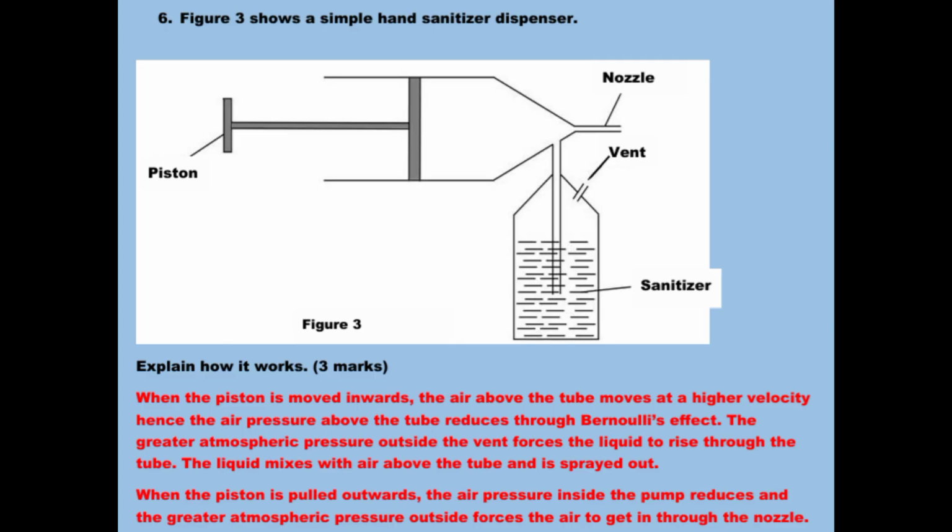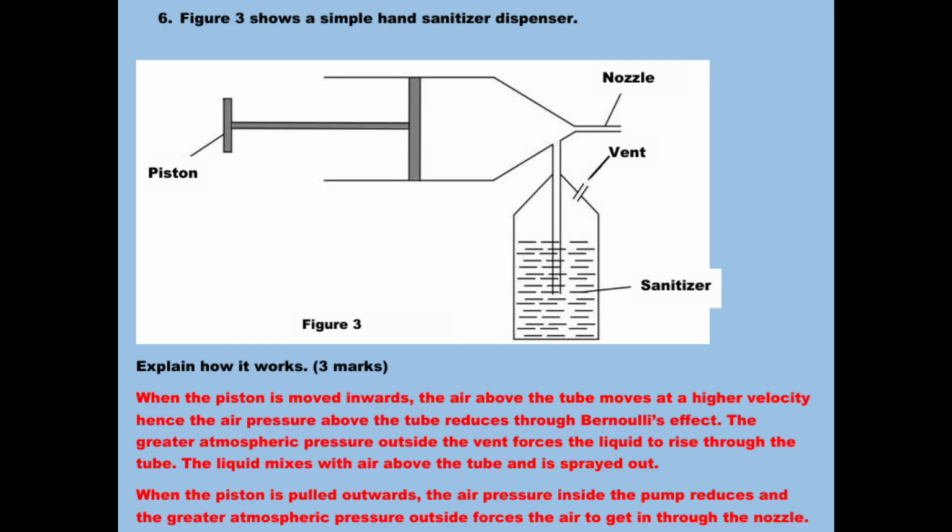Remember, this one is an application of Bernoulli's effect, so we simply need to understand how Bernoulli's effect works. So when the piston is moved in once, the air above the tube moves at a higher velocity, hence the air pressure above the tube reduces through Bernoulli's effect.